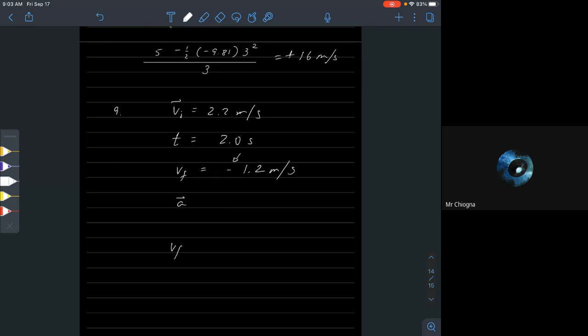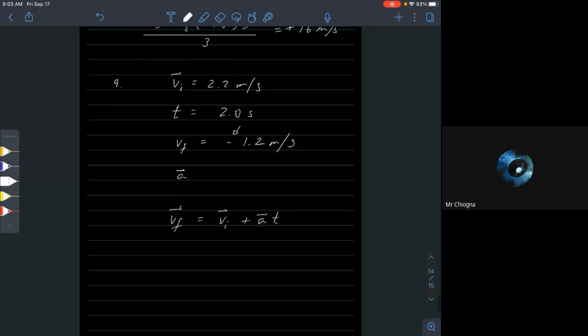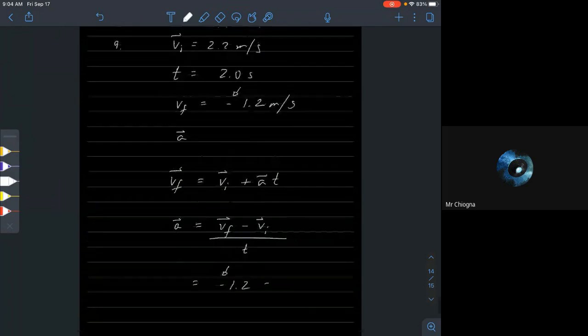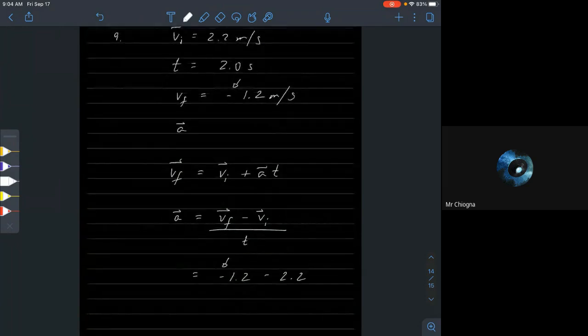So use this equation. Okay, and then solve for acceleration. You should know how to do that for this. Make sure you get the signs right. So if it's moving down, it's a negative. And initial velocity is 2.2. And the time is 2.